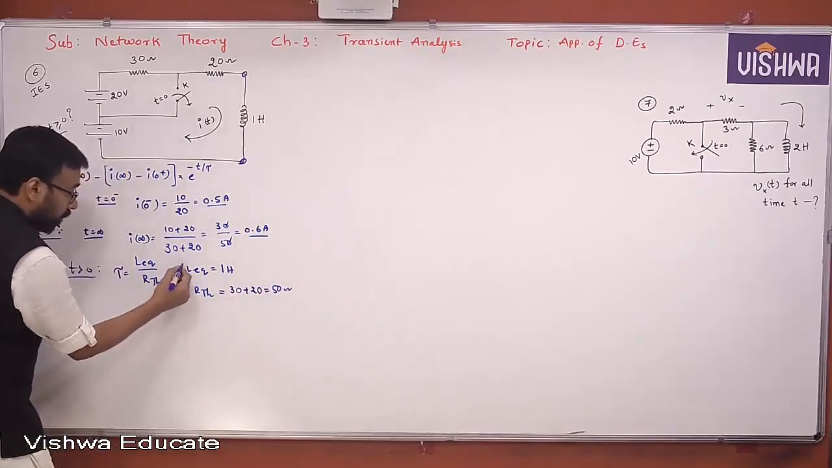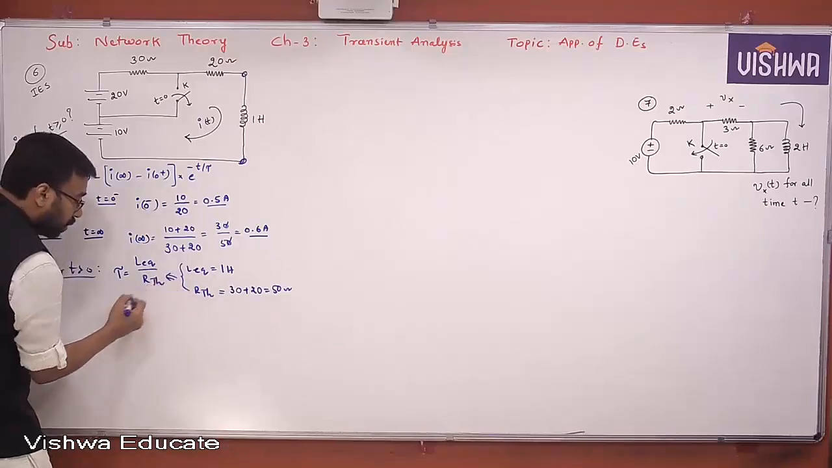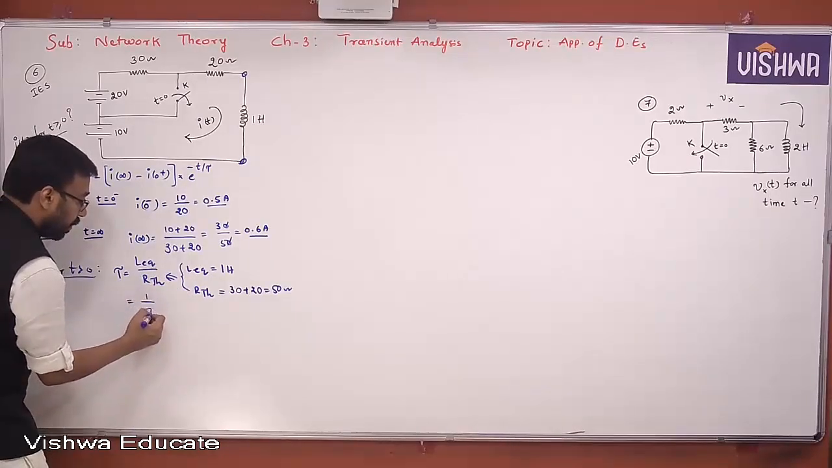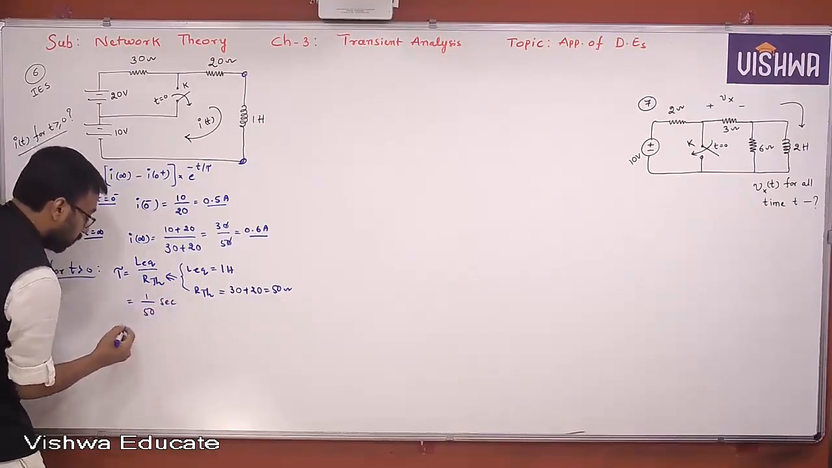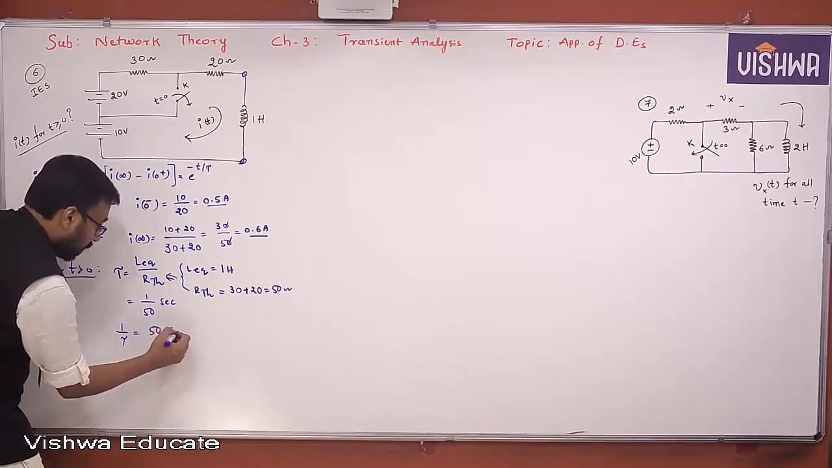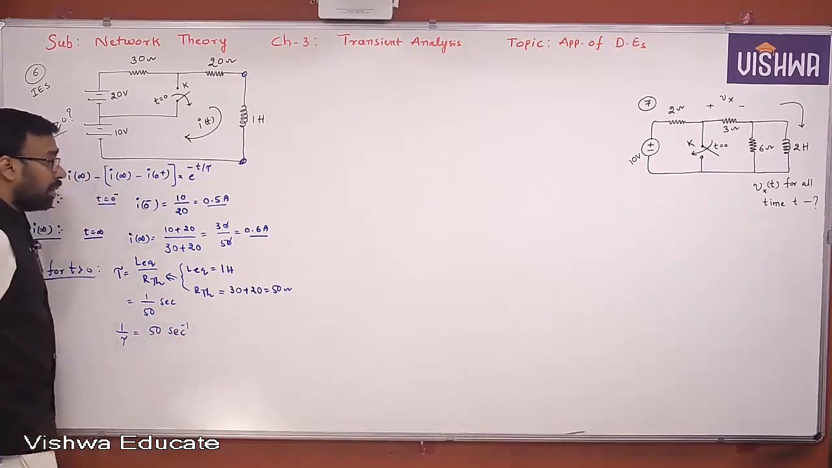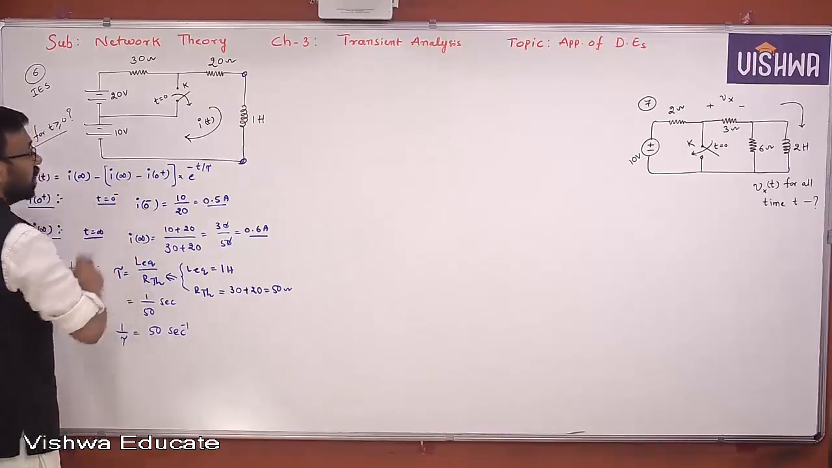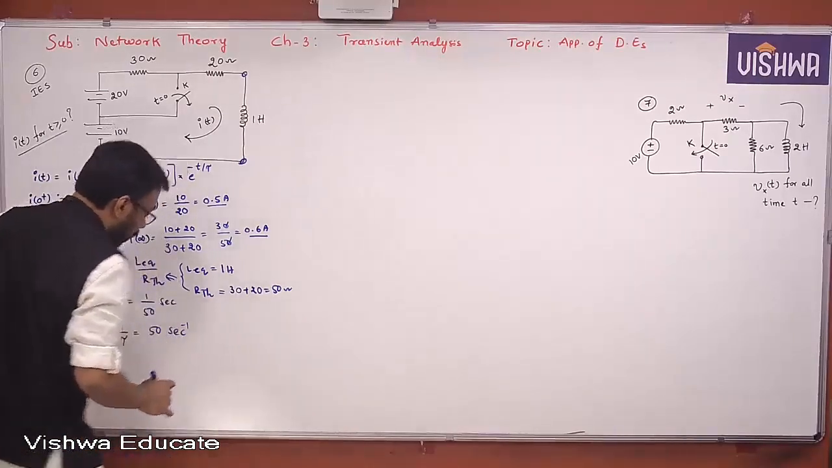Therefore, if you substitute all these values, 1 by 50 seconds. So 1 by tau is usually your requirement. That is nothing but 50 second inverse. Clear? Let us substitute this in this particular formula. Then what will you get?